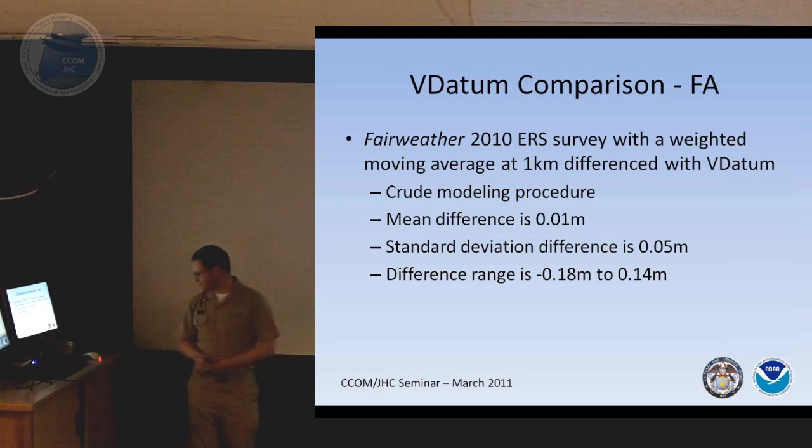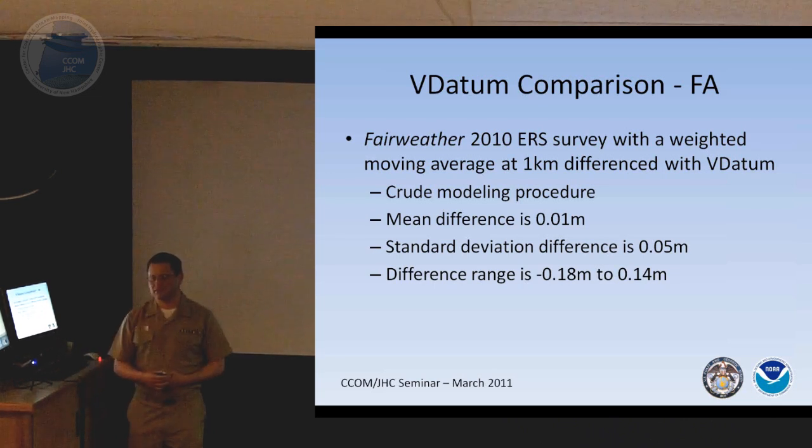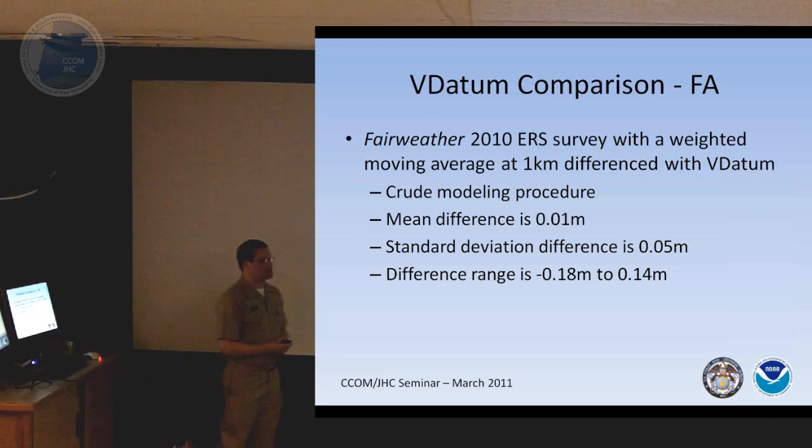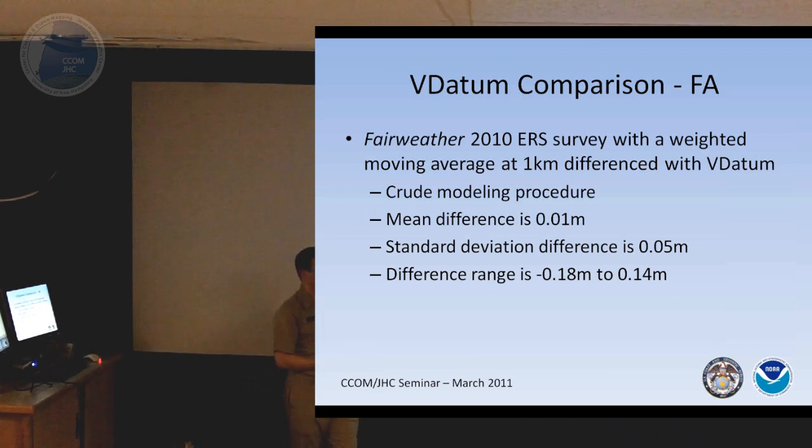What's an acceptable value? I would say anything under 15 centimeters, just because it starts to get into the range of uncertainty for what VDatum actually is. But generally, we're accepting our SBETs when they have an uncertainty less than 6 or 7 centimeters.